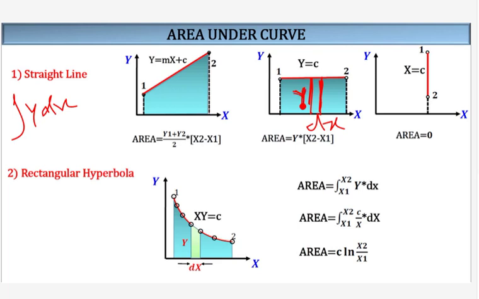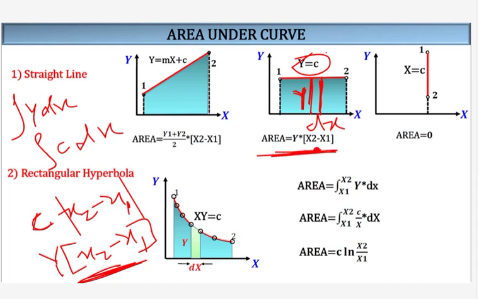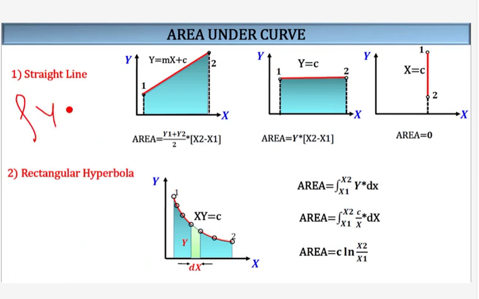Y is constant, so I will put it here: integration of c dx, because y equals a constant. Here y equals a constant, so c times the integration of dx is x2 minus x1. Now again I will put this c equal to capital Y. So Y times (x2 minus x1). With integration I got this value, and the area is also giving that same value. So this integration of y dx is the area only.